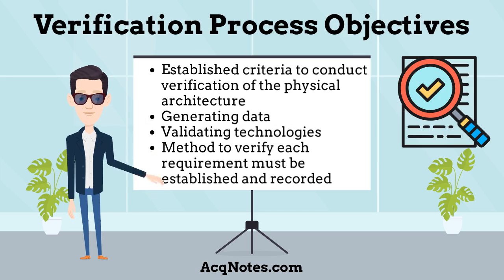What are the objectives of the verification process? The objectives of the verification process include using established criteria to conduct verification of the physical architecture from the lowest level up to the total system to ensure that cost, schedule, and performance requirements are satisfied with acceptable levels of risk. Further objectives include generating data to confirm that system, subsystem, and lower-level items meet their specification requirements, and validating technologies that will be used in system design solutions. A method to verify each requirement must be established and recorded during requirements analysis and functional allocation activities.